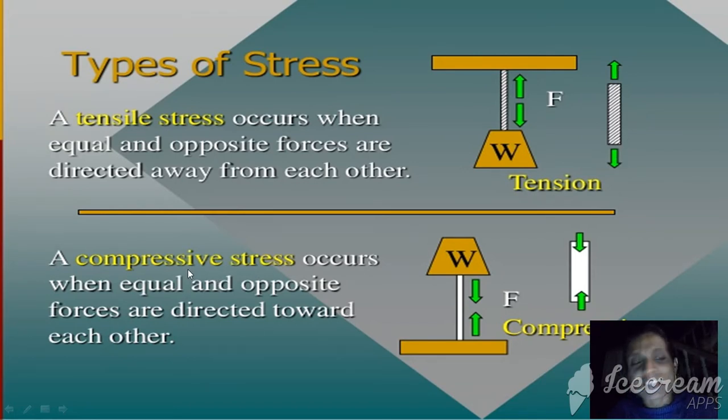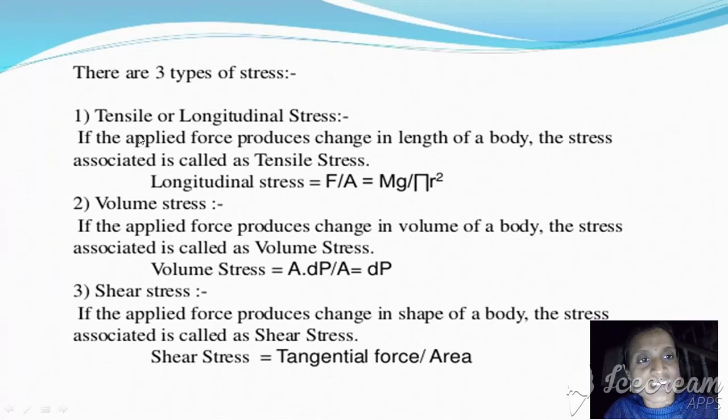Later, another stress is the compressive stress. This compressive stress occurs when equal and opposite forces are directed towards each other. So the difference between tensile stress and compressive stress is that in tensile stress the forces act in opposite directions, away from each other, and here the forces are acting towards each other. That is the difference between compressive stress and tensile stress.